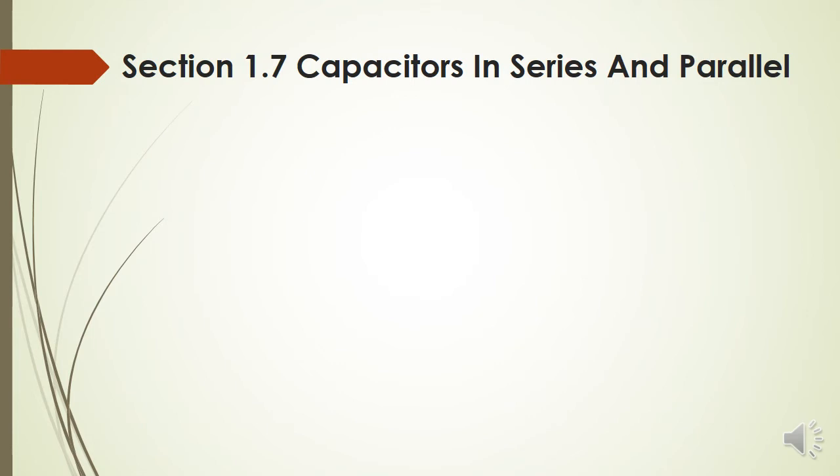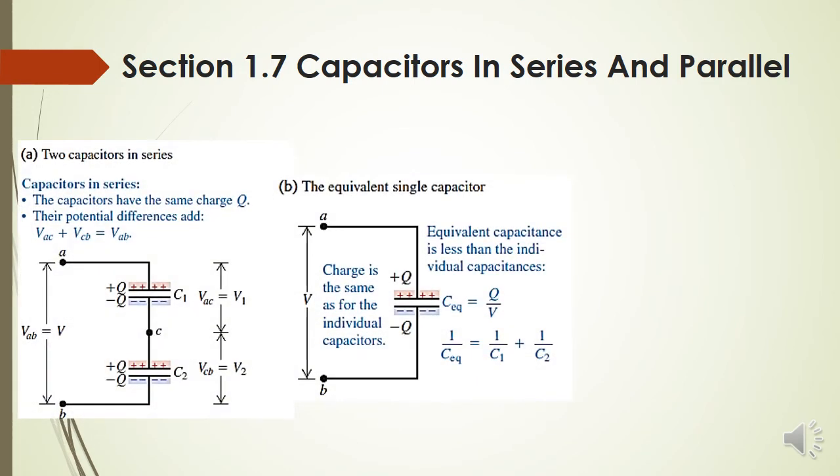We are now here in the last section of our lesson 1, capacitors in series and parallel. This figure shows capacitors in series. It is a schematic diagram of a series connection. Two capacitors are connected in series by conducting wires between points A and B. Both capacitors, C1 and C2, are initially uncharged.